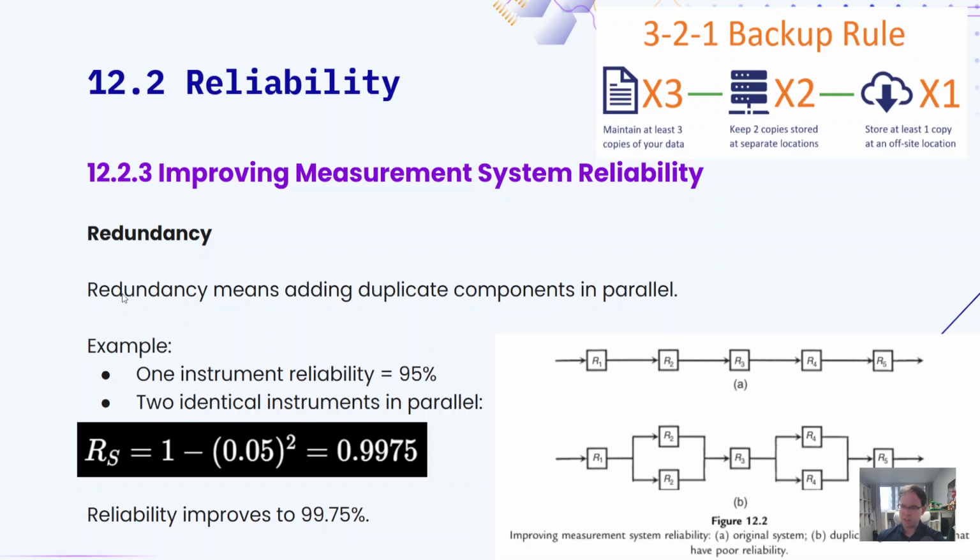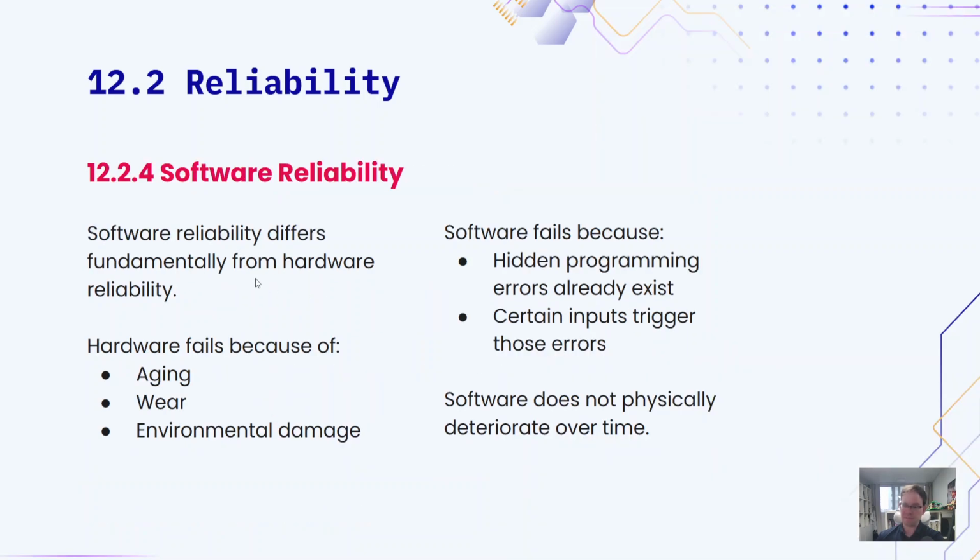Anyway, redundancy. For example, if one instrument has a 95% reliability, if you add them in parallel, it has a 99.75% reliability rating. That's much better.